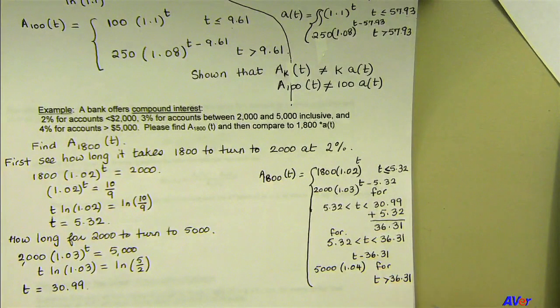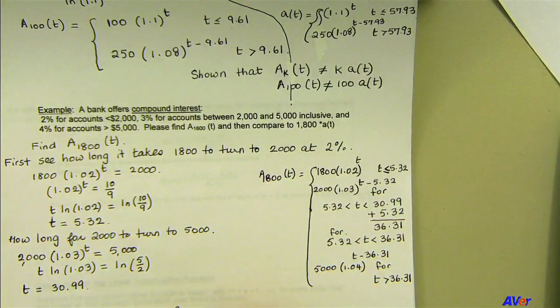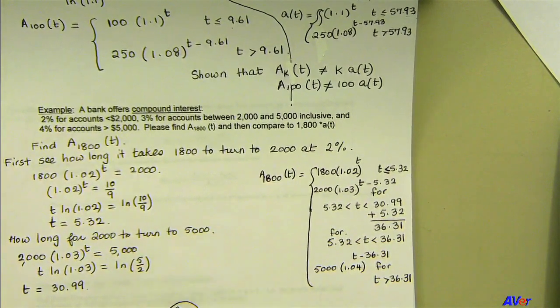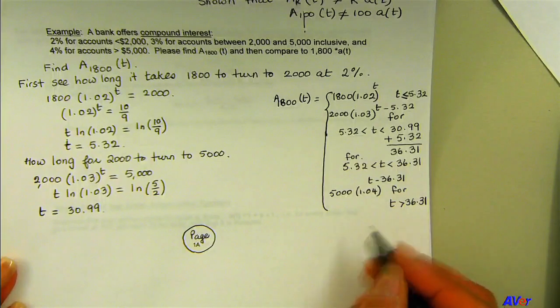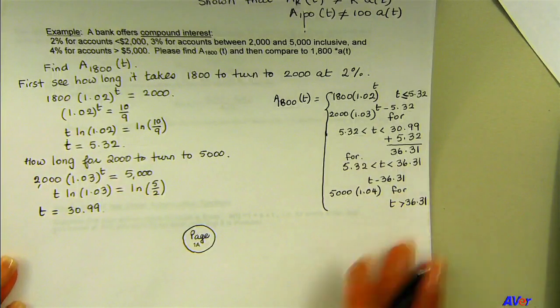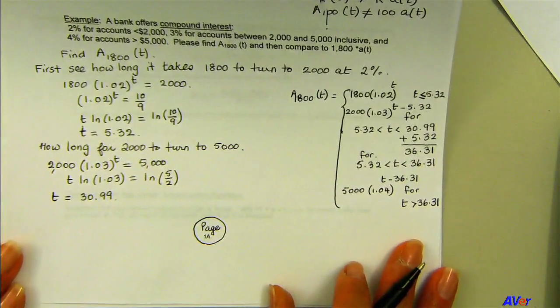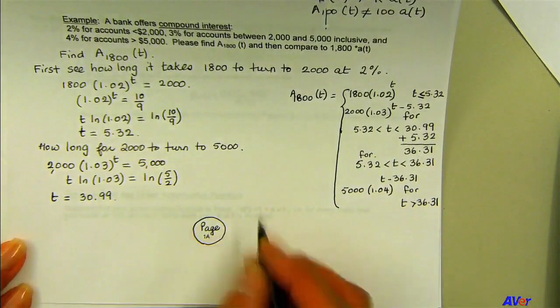Okay, now I want to show that that's not equal to 1800 times A of t. How do I do that? Let's create A of t. So this is page 1A. Let's just circle this so it's not in the middle of all my work. I want to come up with A of t. What is little a of t? What if I were investing $1? What would A of t be?